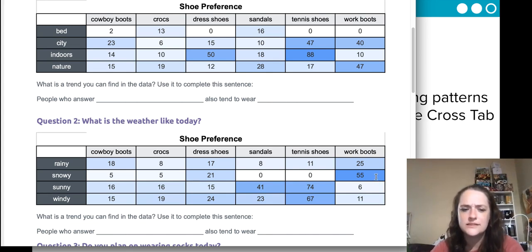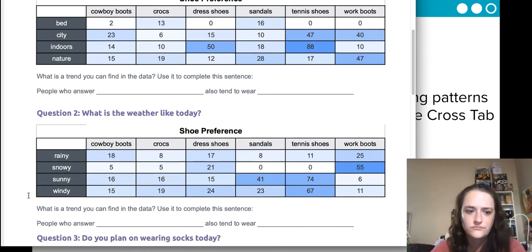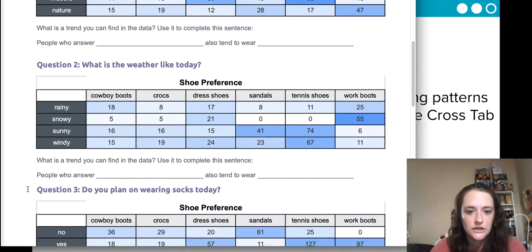Who did they survey here? People who said sunny tend to wear tennis shoes. People who say windy tend to wear tennis shoes. Honestly, I don't think windy really affects your shoe. Okay, again, sorry. Splitting hairs.